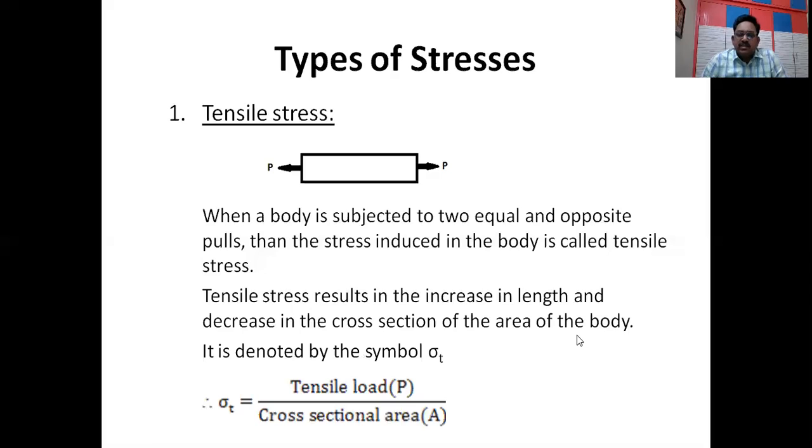So tensile stress is the formula. Therefore, the formula for tensile stress, sigma T, is equal to tensile load by cross-sectional area. So P by A, where A is the cross-sectional area. This is what tensile stress is.